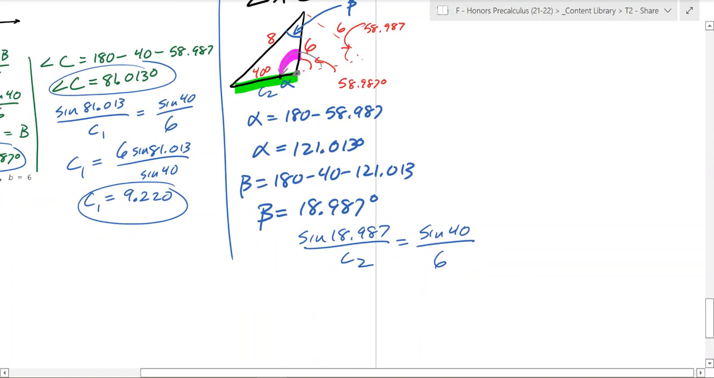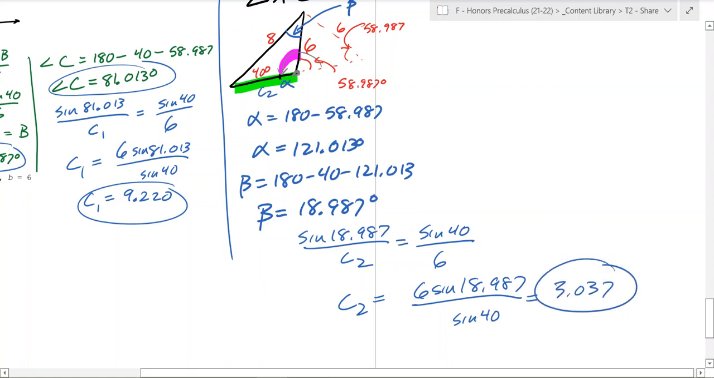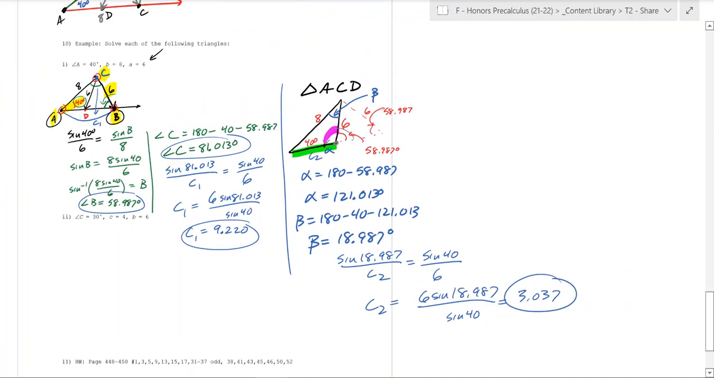So when you do this out, you end up with C2 is equal to 6 sine of 18.987 all over sine of 40, and you have to use a calculator, and you will get 3.037. So there's 2 possible triangles, so there's 2 things to solve. There's a lot going on here.